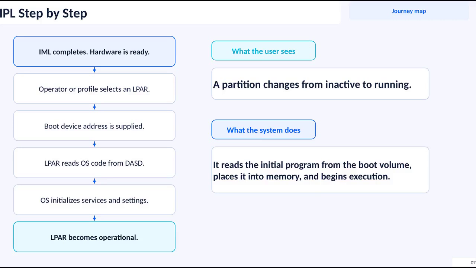Once initial machine load has completed, IPL follows a clear journey. Someone selects a partition, provides the boot device address, and starts the load. The partition then reaches out to the boot device, reads the operating system code, places it into its assigned memory, and begins executing it. To a beginner, this can be compared to opening a saved game. The console is already powered on, but the game itself still has to load from storage. Once the game loads, the world appears and you can start playing. IPL is that loading moment for an operating system inside a partition.